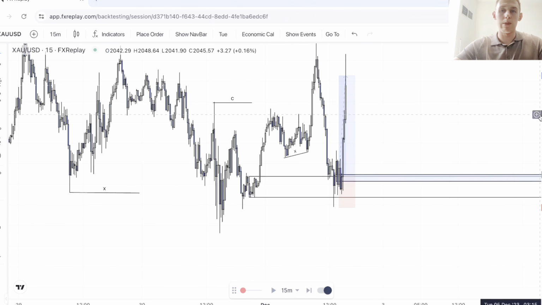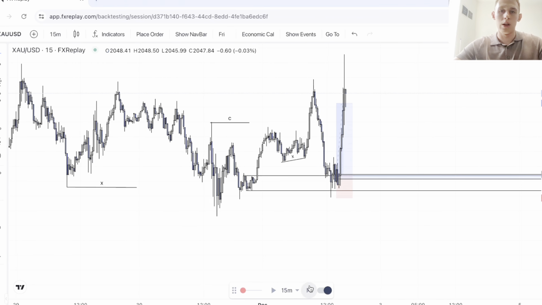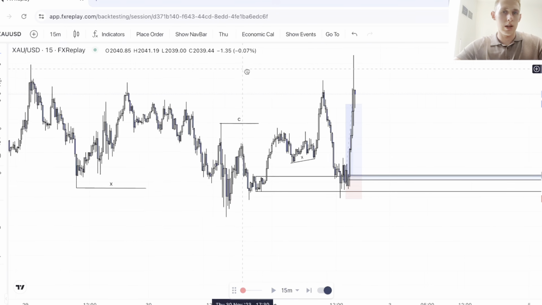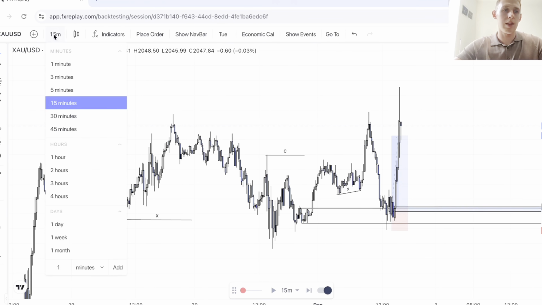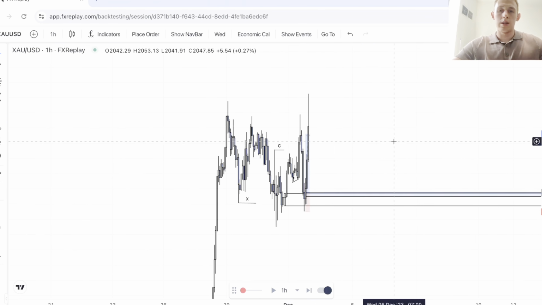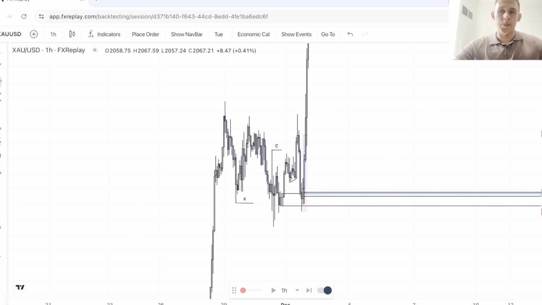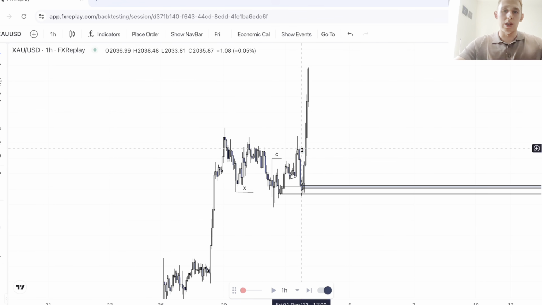But there we go. The trade played out very nicely. And yeah, it also broke that main high to the left. So let's see what it does here. Yeah, so probably just continue straight up.